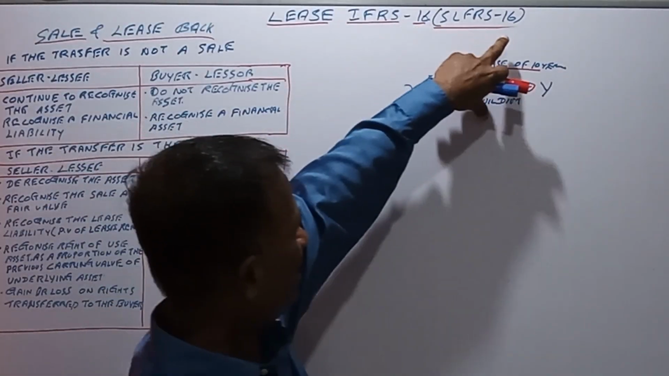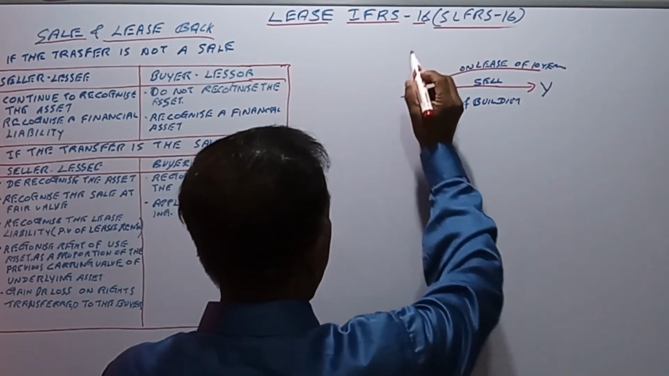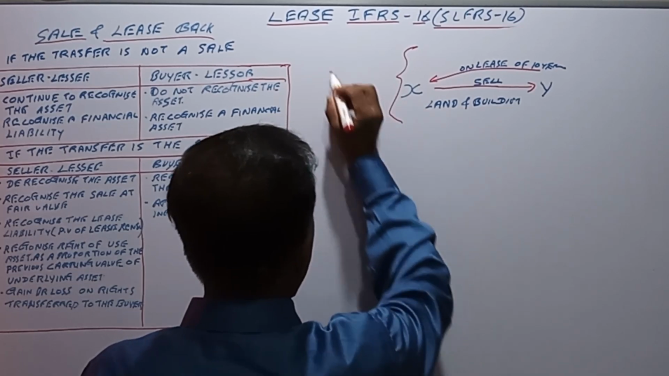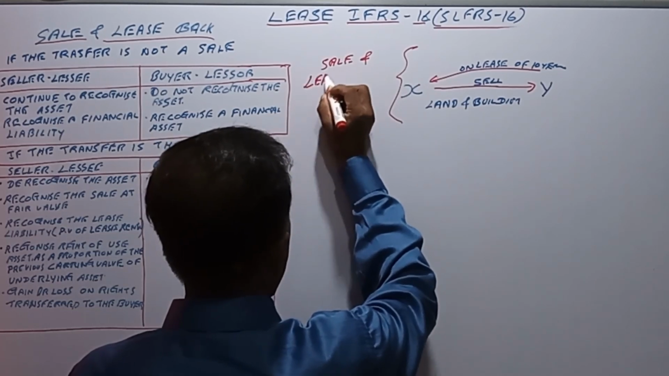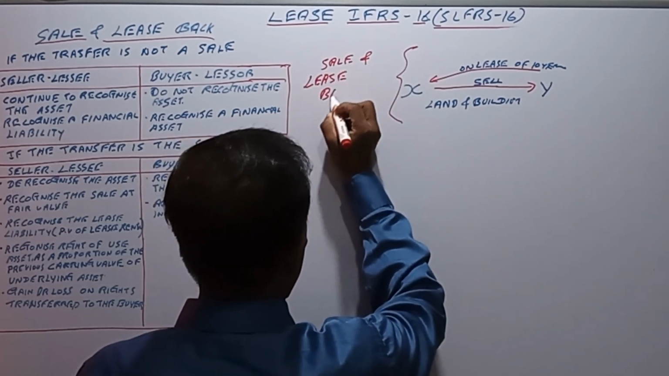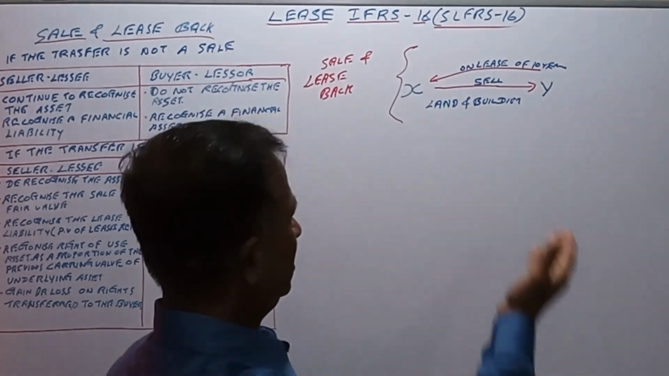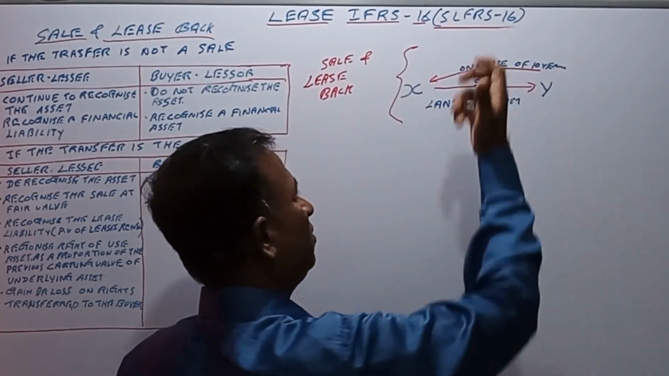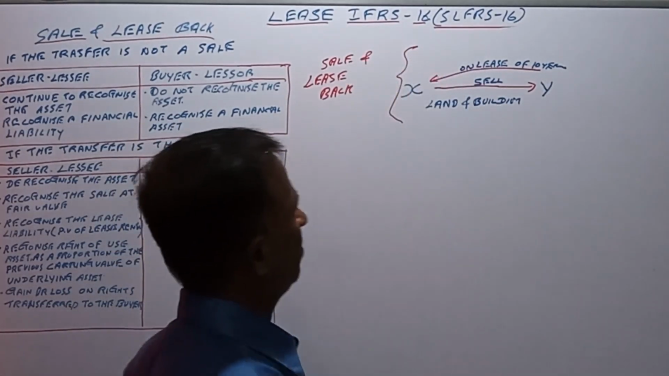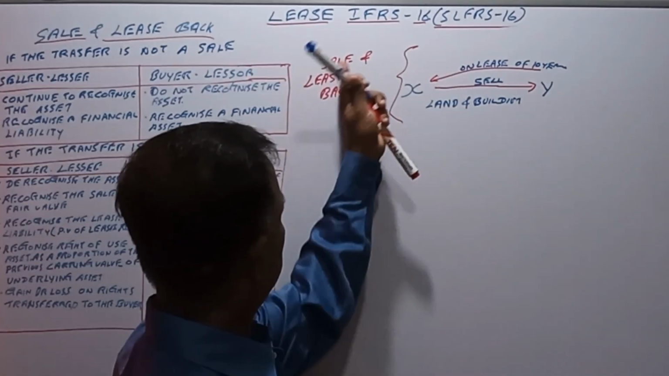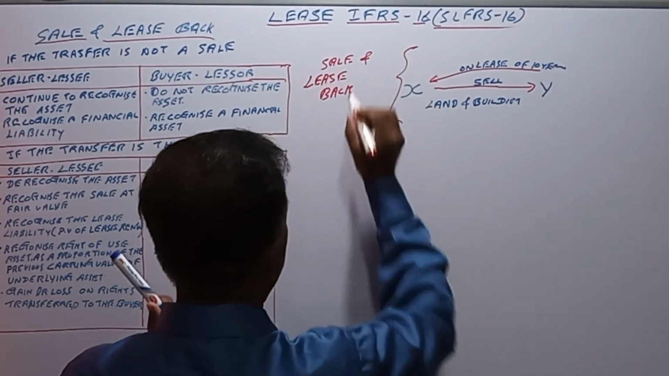So this activity is called sale and lease back. Understood? Sold and lease back. At the end of the lease contract he may get the ownership; sometimes he won't, sometimes he will. That depends on X and Y, right? So this is what we call sale and lease back.